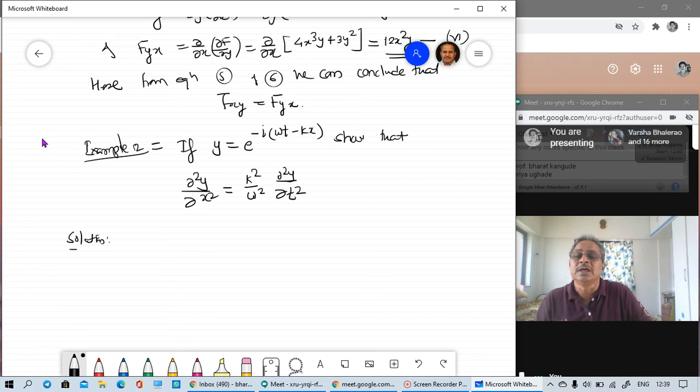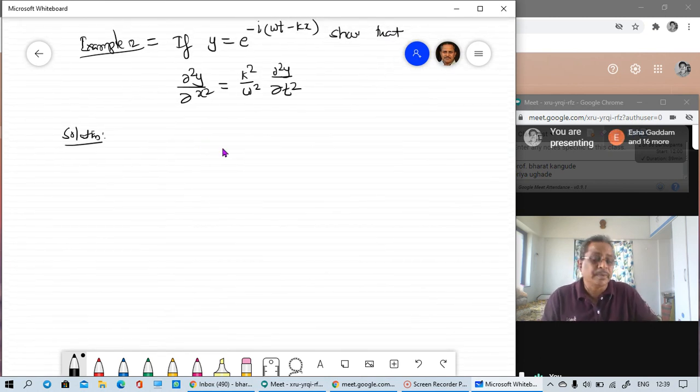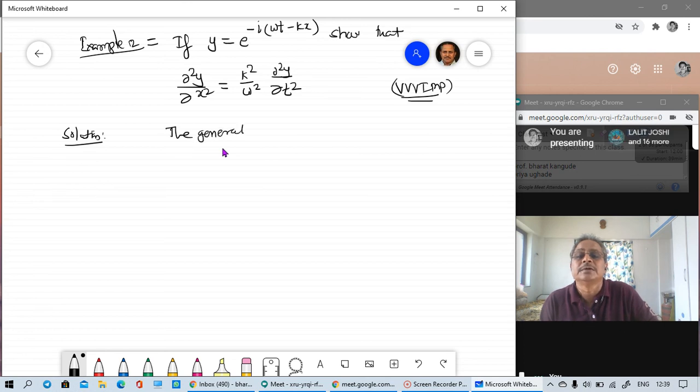Before the solution, let me say something about this equation, and you can write it here. You can write whatever you want. This is one of the VVVIMP, three times V, examples from the examination point of view. Why? Because, okay, this is not part of the solution, but I am just discussing this here. This equation is called the wave equation. This is the general differential equation of wave motion.